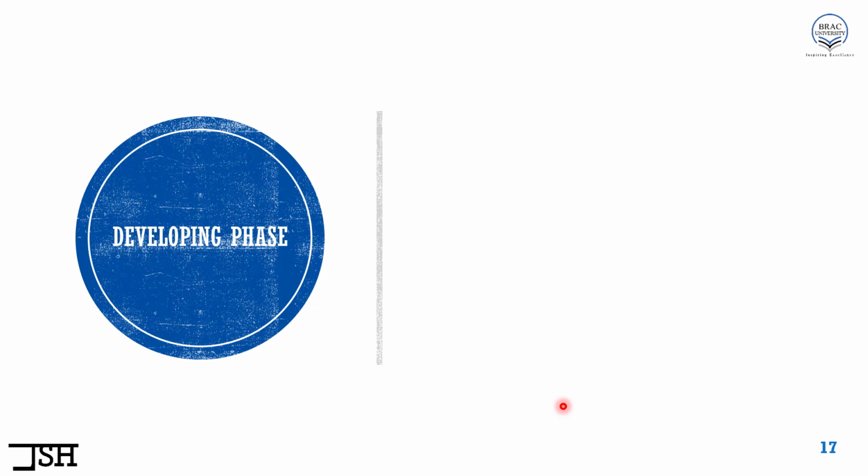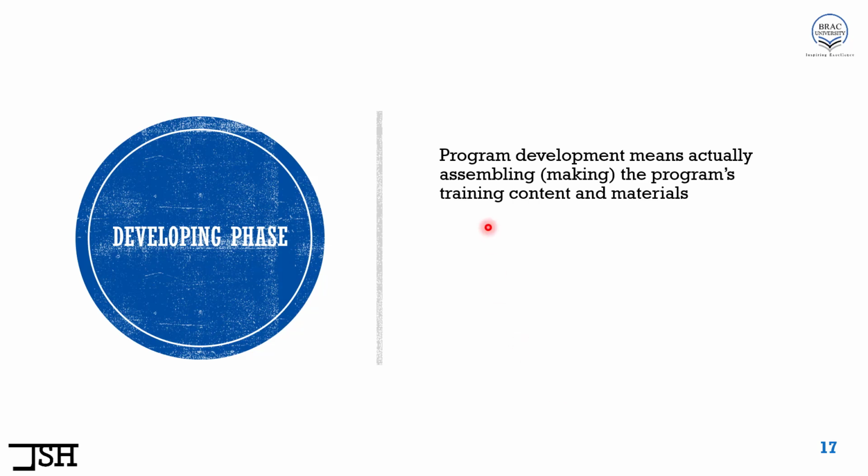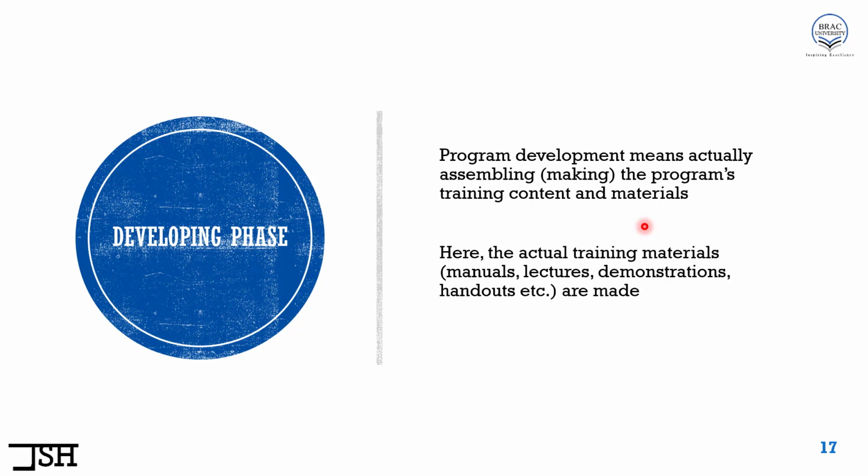So what happens in the development phase? This is what happens. Program development means actually assembling or making the program's training content and materials. So here, once we get the approval, we start arranging everything. Why? So that we can actually start the training very soon. So what do we do here? Here the actual training materials such as manuals, lectures, demonstrations, and handouts, everything, are being prepared. As I said just earlier, you are basically preparing or arranging your materials.